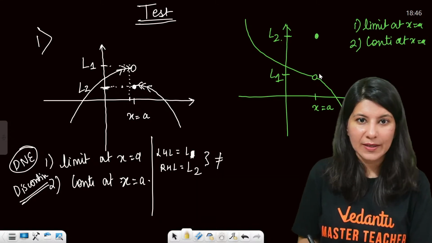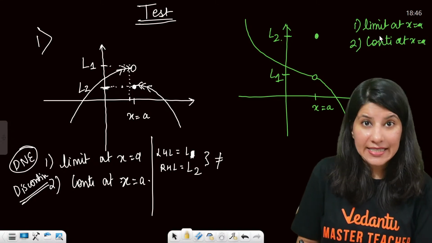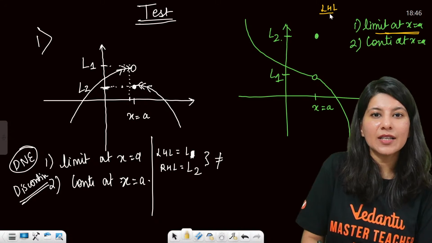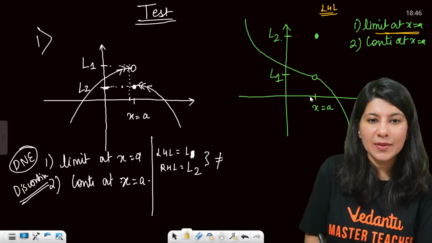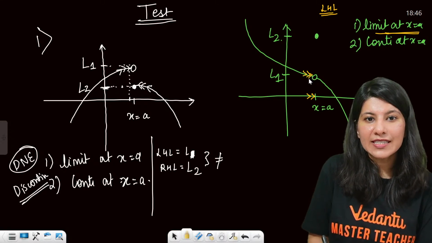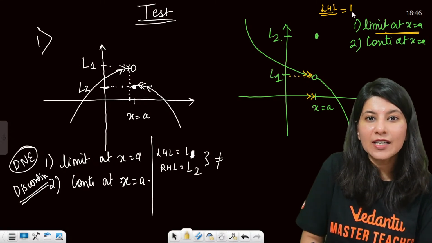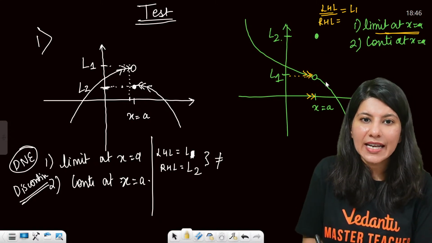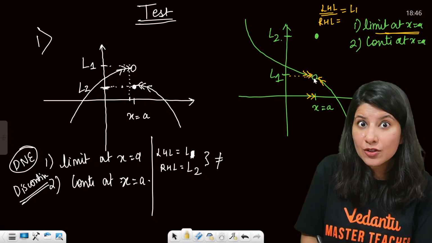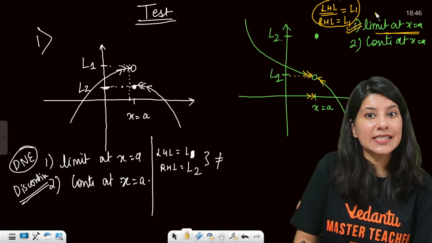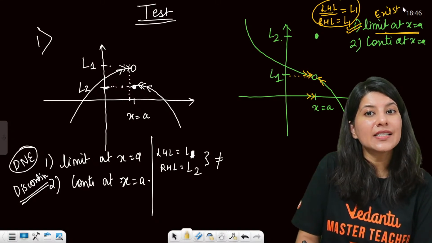Now, in the second graph, again, limit at x equals to a. Let me write down the left hand limit of this function. We are approaching the graph from the left hand side, which will give you L1. Left hand limit is L1. What about right hand limit? Right hand limit will also be L1 in this case. So limit is existing and the value is L1.